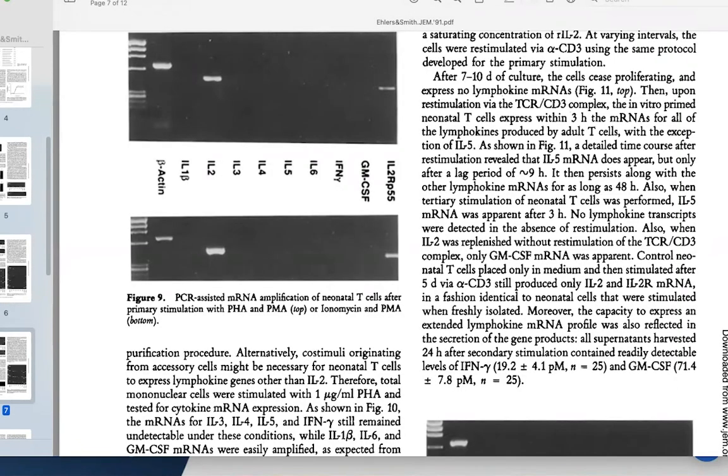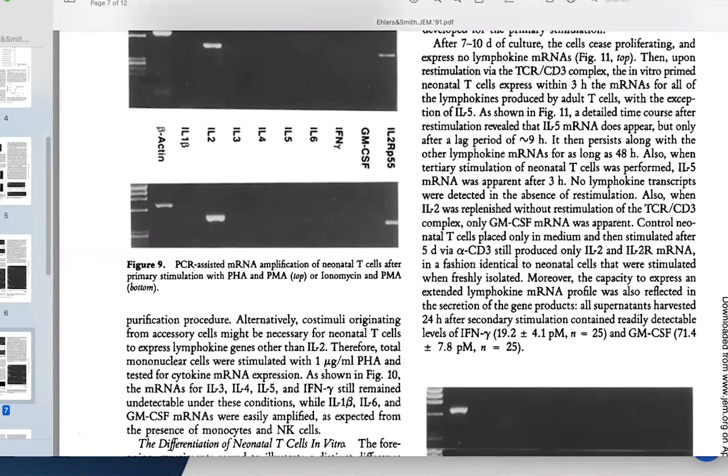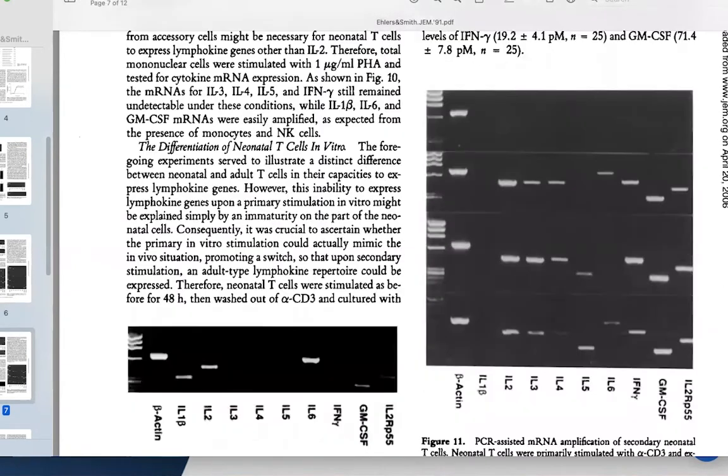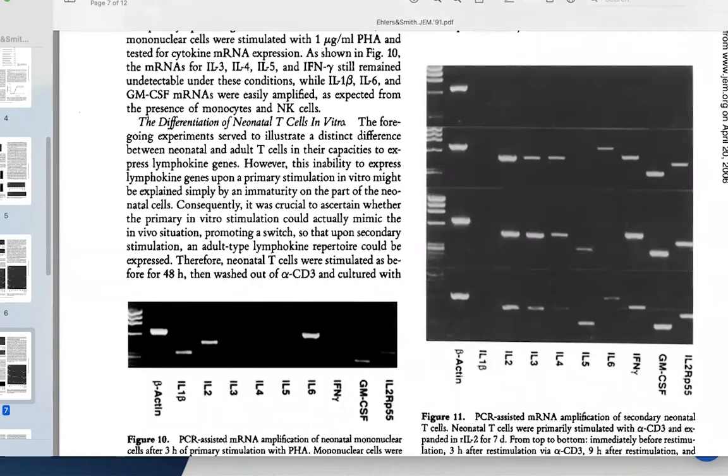Figure 9 then is looking at neonatal T cells that have been activated only by PHA and PMA as alternative activators that cause the cells to proliferate, but they don't make any of these other cytokines. And then the real question was, after all of these experiments had been done, can you use this, the inability of the T cells, neonatal T cells, to express these other lymphokine genes after they've been activated?